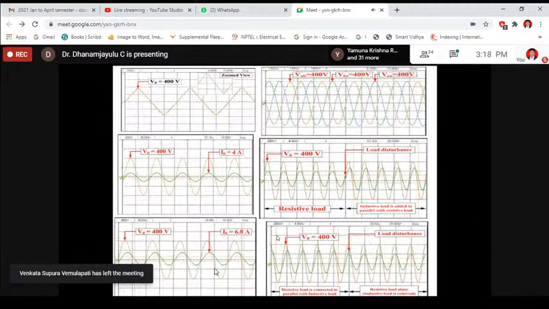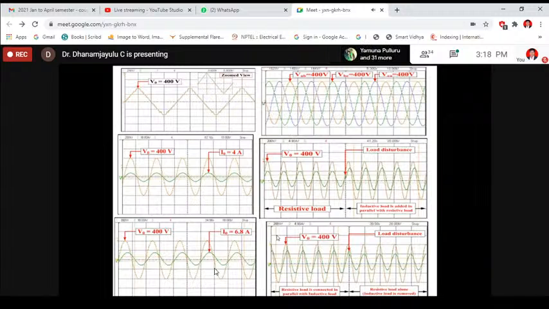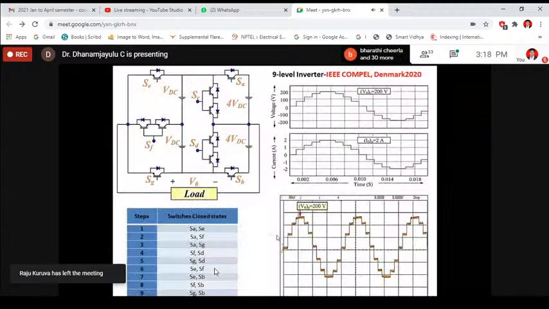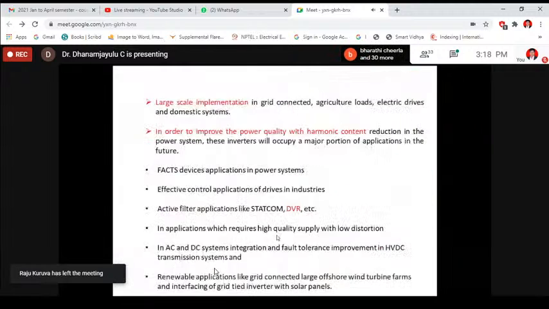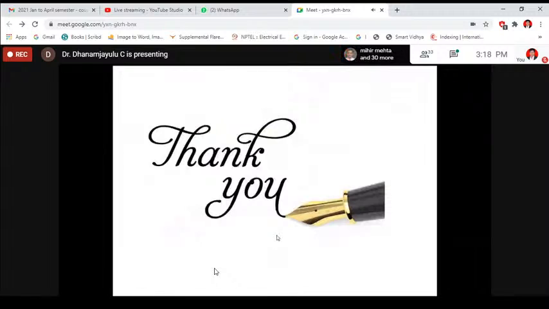I think I have also generated a 120 level inverter, but I am not able to show you because it is not published. So the THD is reduced. Please, if you have any queries, you can approach.